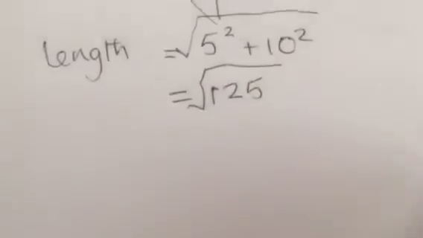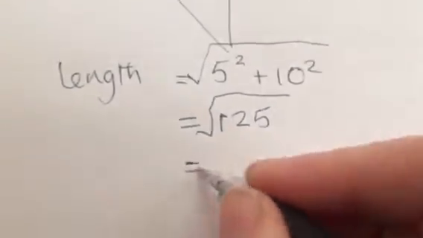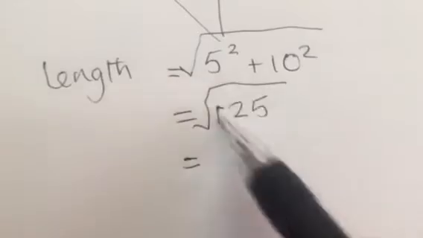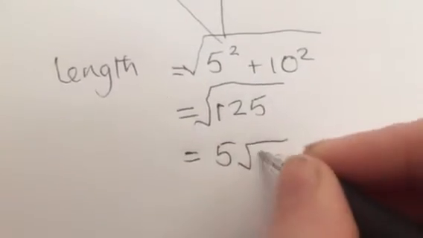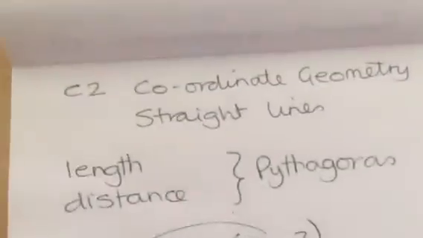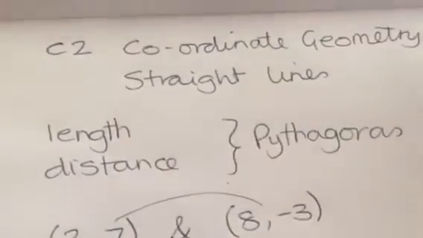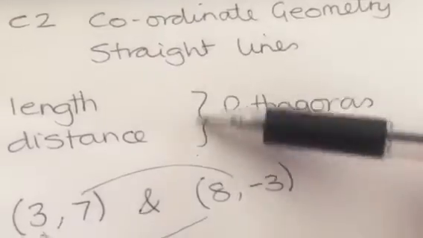Don't forget that it'll often say giving it in its simplest form, so I need to just see if there's a square number that goes into that, which is 25. So when I simplify that, I get 5 root 5. So length or distance, your key method is Pythagoras.